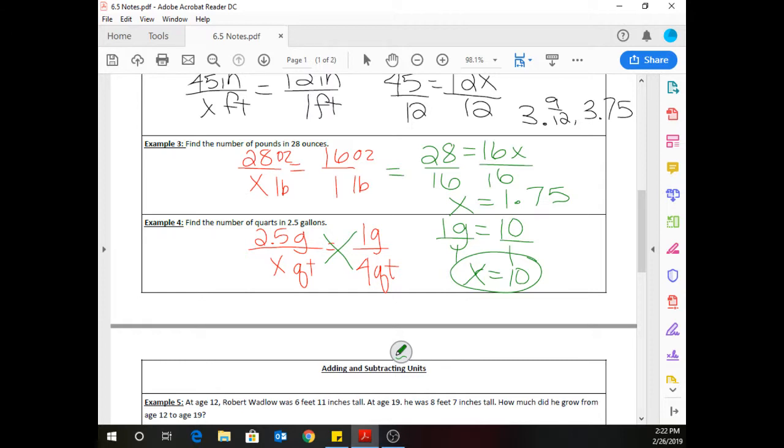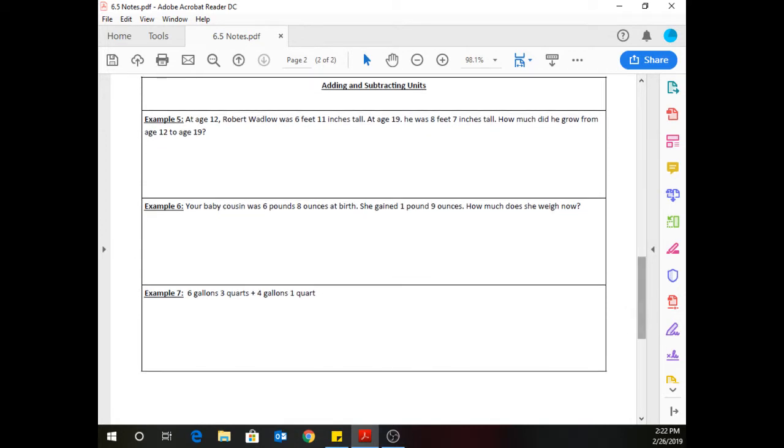All right, go to the back. The back is not as simple. The back is going to require us to really use a little bit of brain power. Okay. At age 12, Robert was 6 feet 11 inches tall. At age 19, please listen, at age 19, he was 8 feet 7 inches tall. How much did he grow from age 12 to 19?